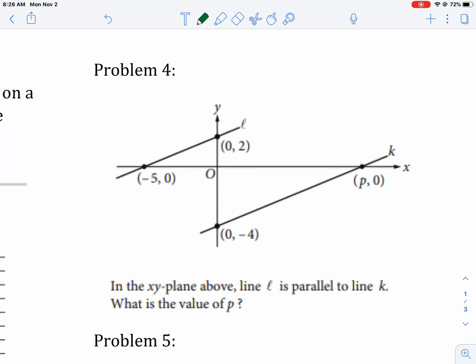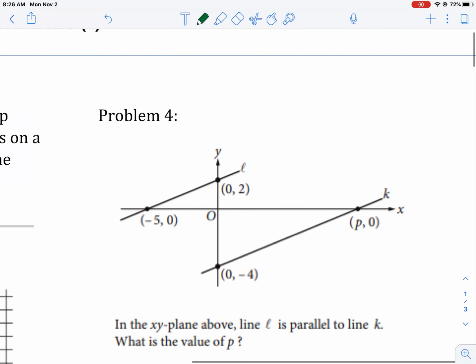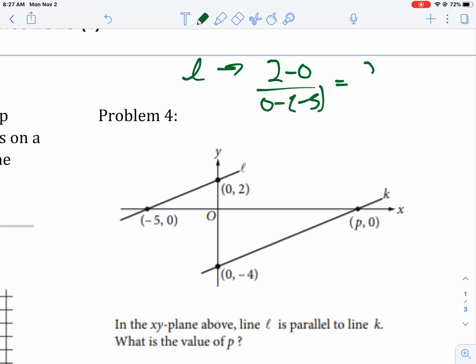All right, problem 4. In the plane above, line L is parallel to line K. What's the value of P? So this is just a simple comparison problem, right? So line L, the slope is 2 minus 0 over 0 minus negative 5, which is 2/5, okay? It's the same slope. These are going to have to be the same, right?